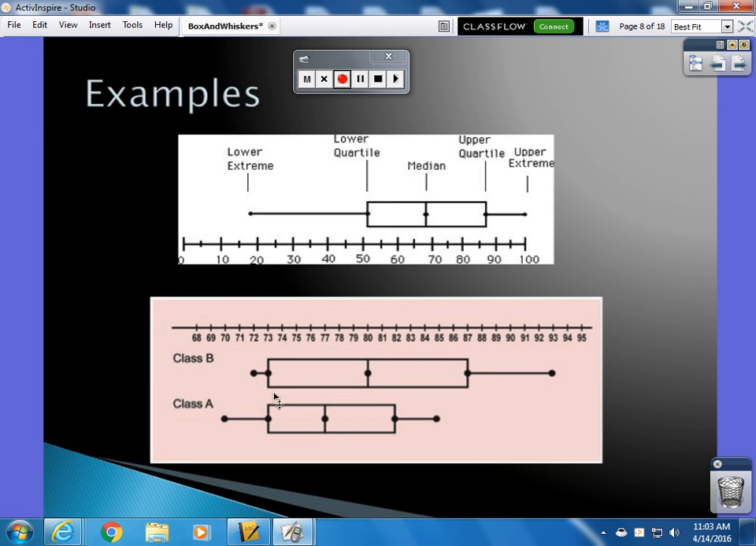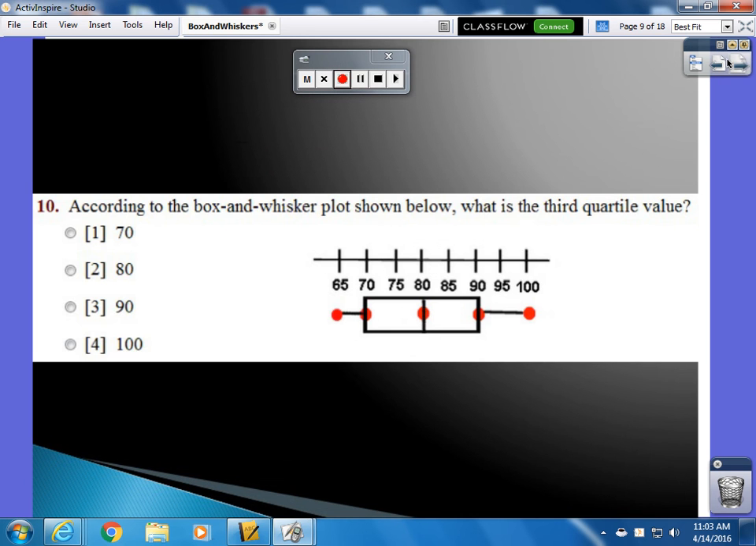And now this lower one, comparing Class A and Class B, is a double box and whisker plot where we can compare them. You can see that Class A is more spread out. This has nothing to do with the number of students in each class. All it is, is their data summarized into box and whisker plots.